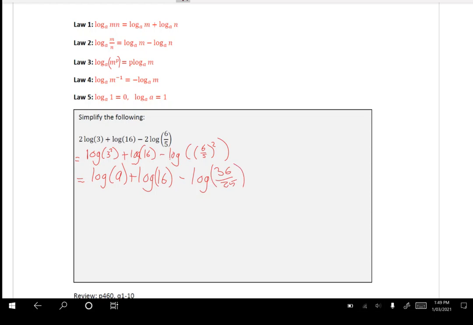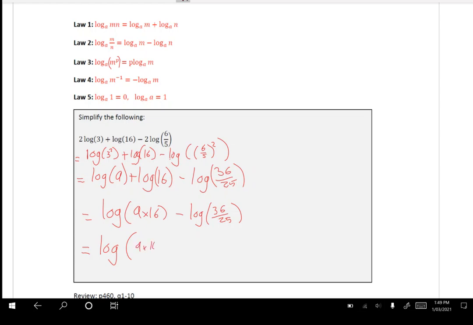Okay, so let's put some stuff together. I'm going to use law 1 to combine log 9 and log 16 into log 9 times 16. Normally I'd solve that there, but I'm going to let some cancelling happen later. I think it'll be easier if I let it ride like that. And then we've got minus log 36 on 25. To combine those two now, I'll get log of the subject of the first log divided by the subject of the second log.